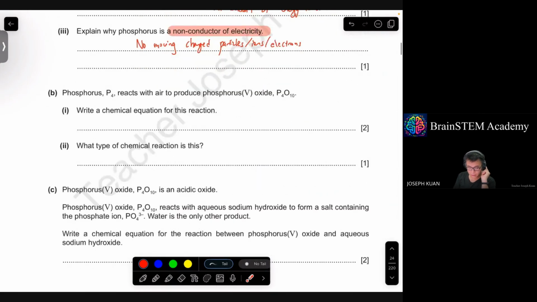Moving on to B, phosphorus P4 reacts with air to produce phosphorus(V) oxide, P4O10. Write a chemical equation for this reaction.